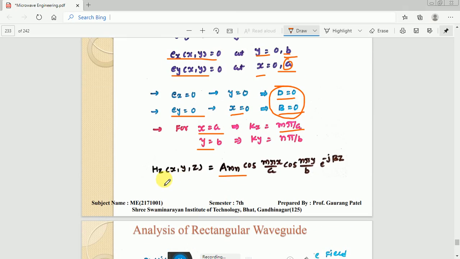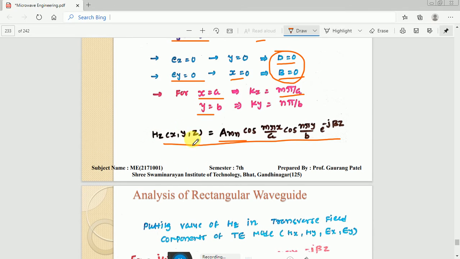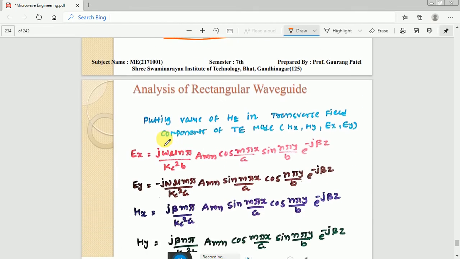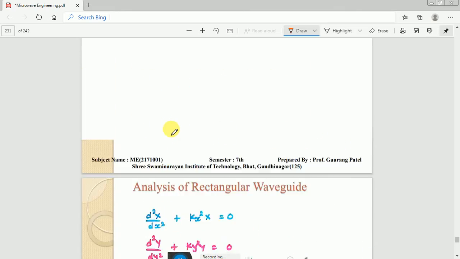So what is the general solution we got for Hz(x, y, z)? That is A_mn cos(m pi x by a) cos(n pi y by b) into e raised to minus j beta z. Now if you put this value in all the components Hx, Hy, Ex and Ey that we derived in the last class, we will get all the components like this. The formulas for Ex, Ey, Hx and Hy for TE mode were derived in the last lecture, and in them we put this value of Hz.